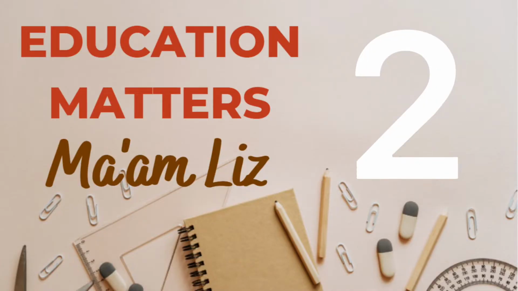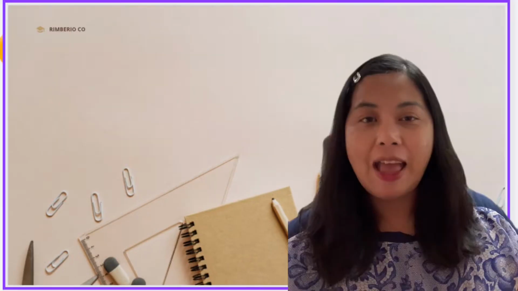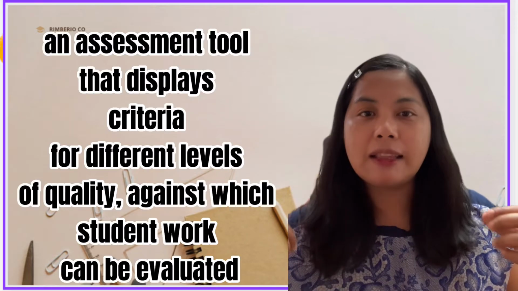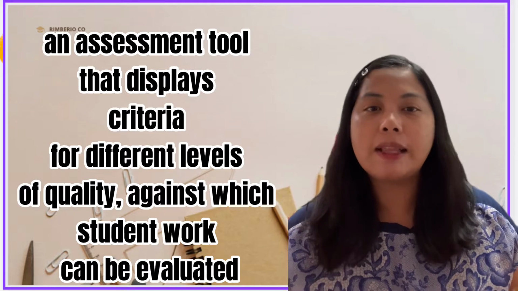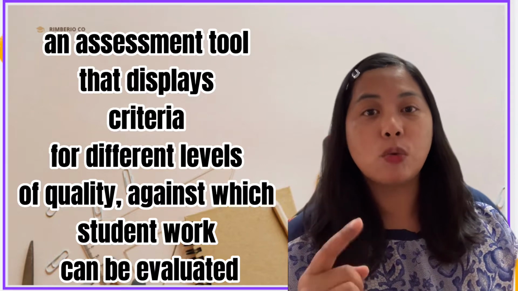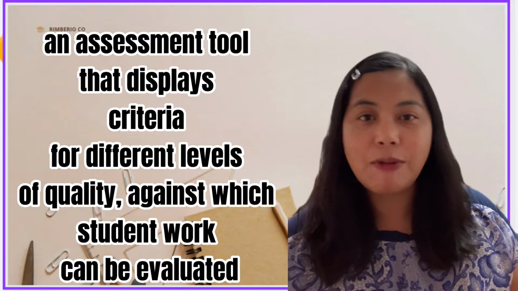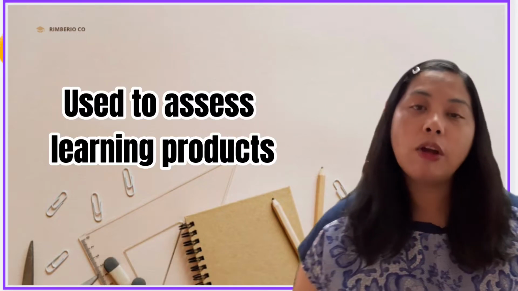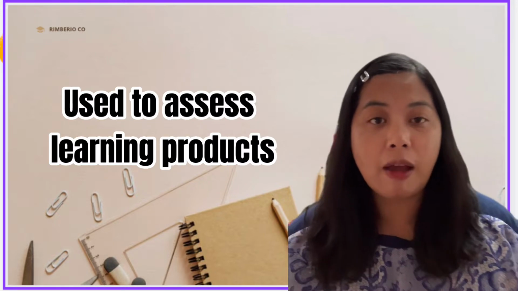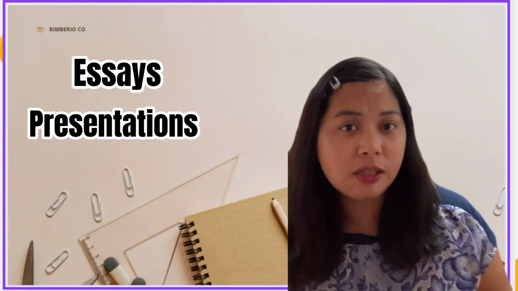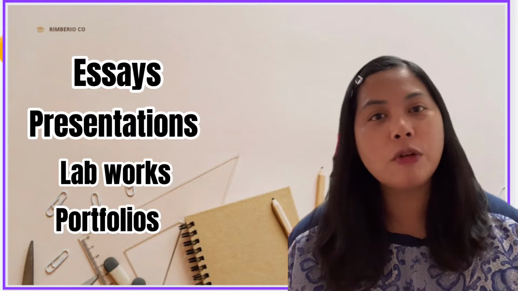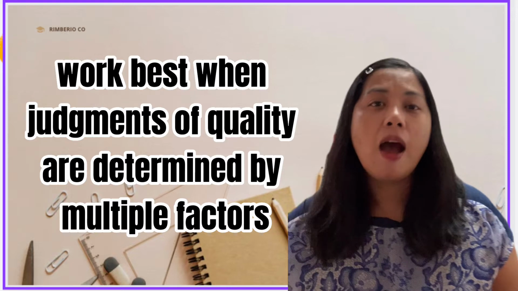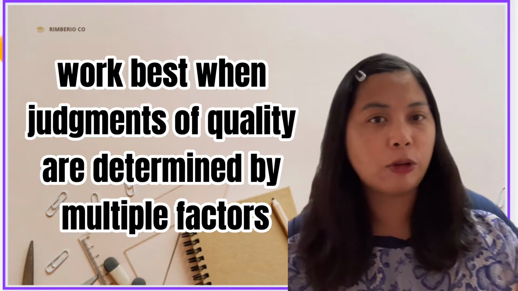Three, two, one. A scoring rubric, or rubric in simple terms, is an assessment tool that displays criteria for different levels of quality against which student work can be evaluated. Rubrics are flexible and can be adapted to fit almost any type of learning product like essays, presentations, laboratory works, portfolios, etc. Rubrics work best when judgments of quality are determined by multiple factors.